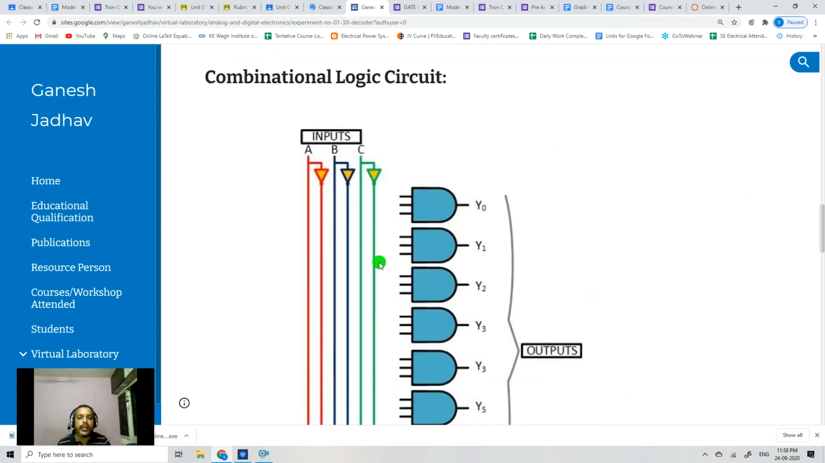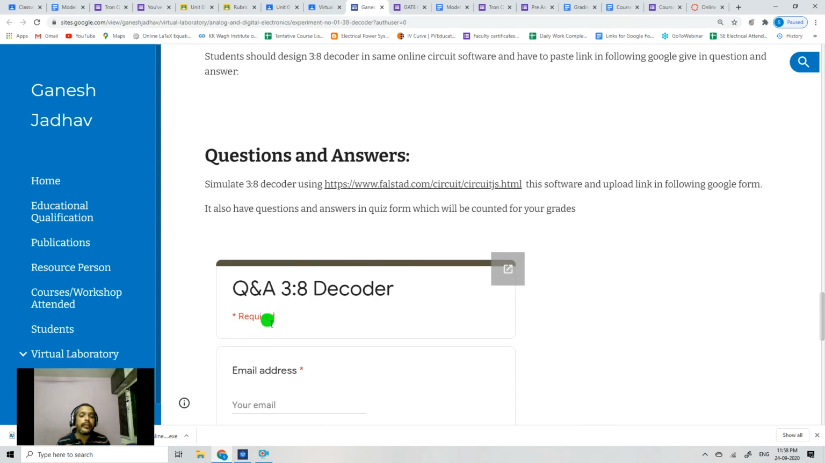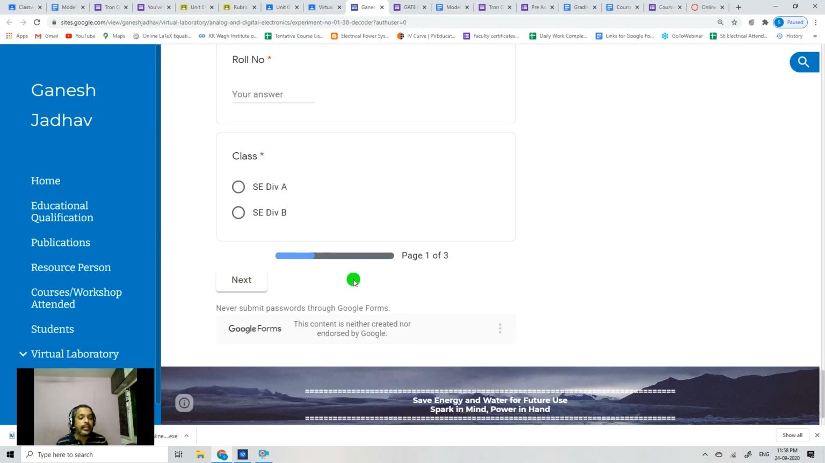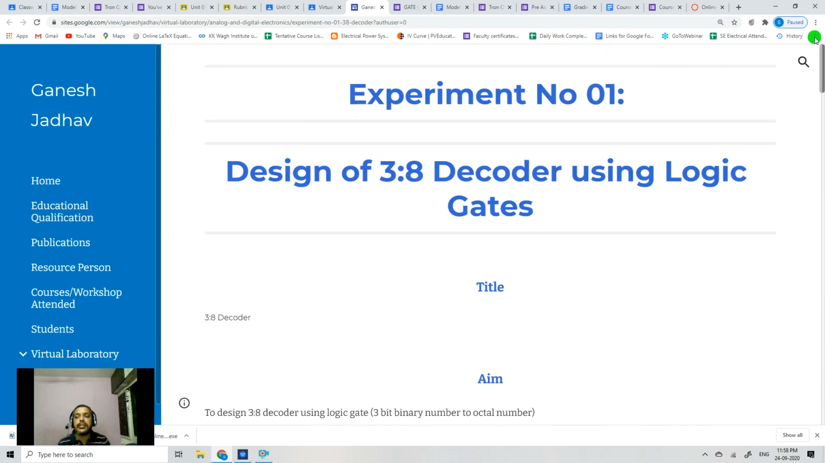Students have to complete this diagram and, based on the online software Falstad, design the circuit. I have indicated the 2:4 decoder, but the student has to design the 3:8 decoder. That will generate a link, and they will post that generated link in this Google form. I will assess their circuit through this link and assign the marks accordingly. So this is the online laboratory conduction of the students for my subject.